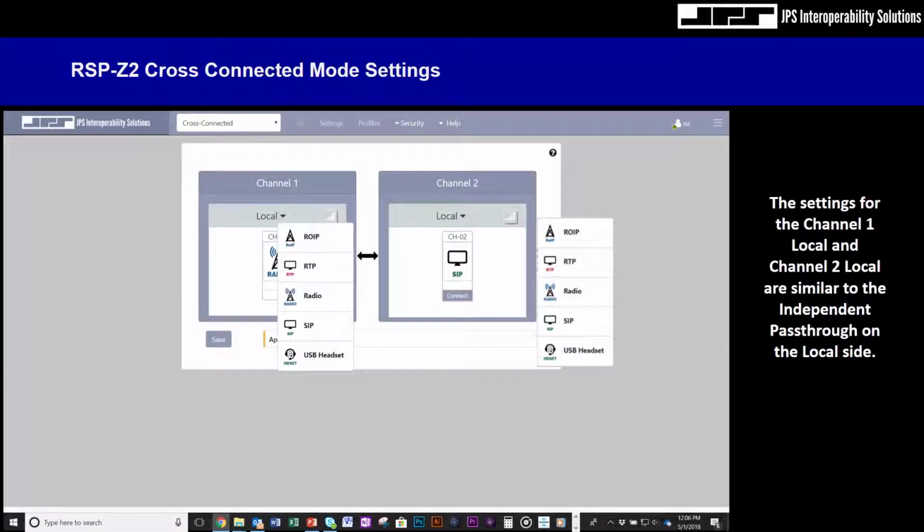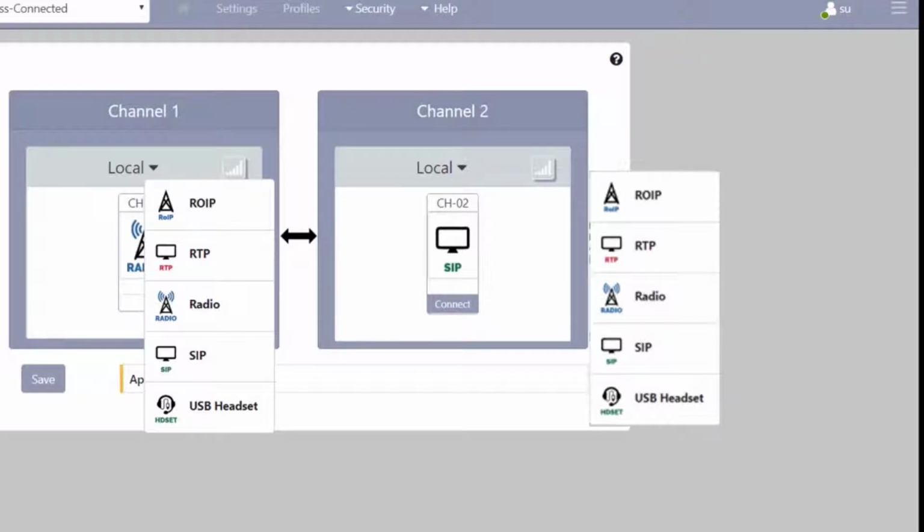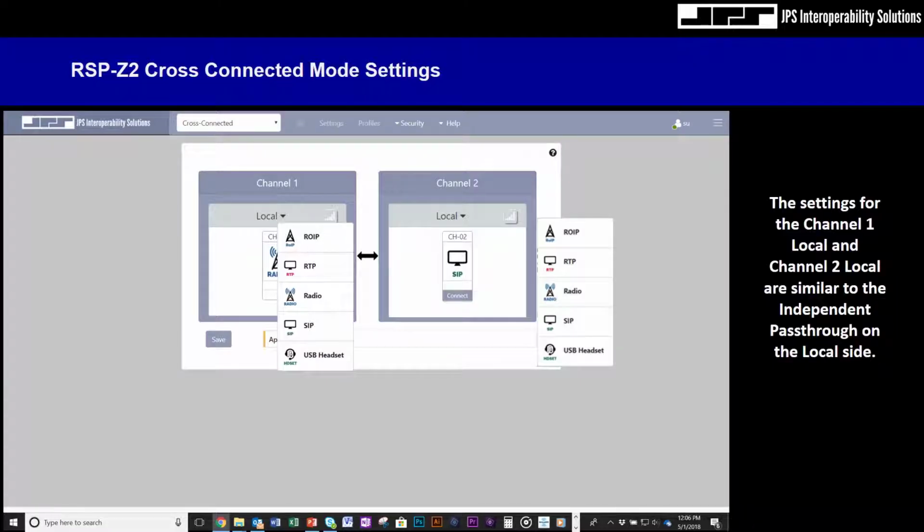Here we have the pictorial of the choices for channel 1 and channel 2. Of course it's RoIP, RTP, radio, SIP, and USB headset. And on the right we have the same choices. If we wanted to do a protocol conversion, we could do that. We could select RTP on the left, for example, and select SIP on the right, and that would convert RTP to SIP for whatever your purposes require.